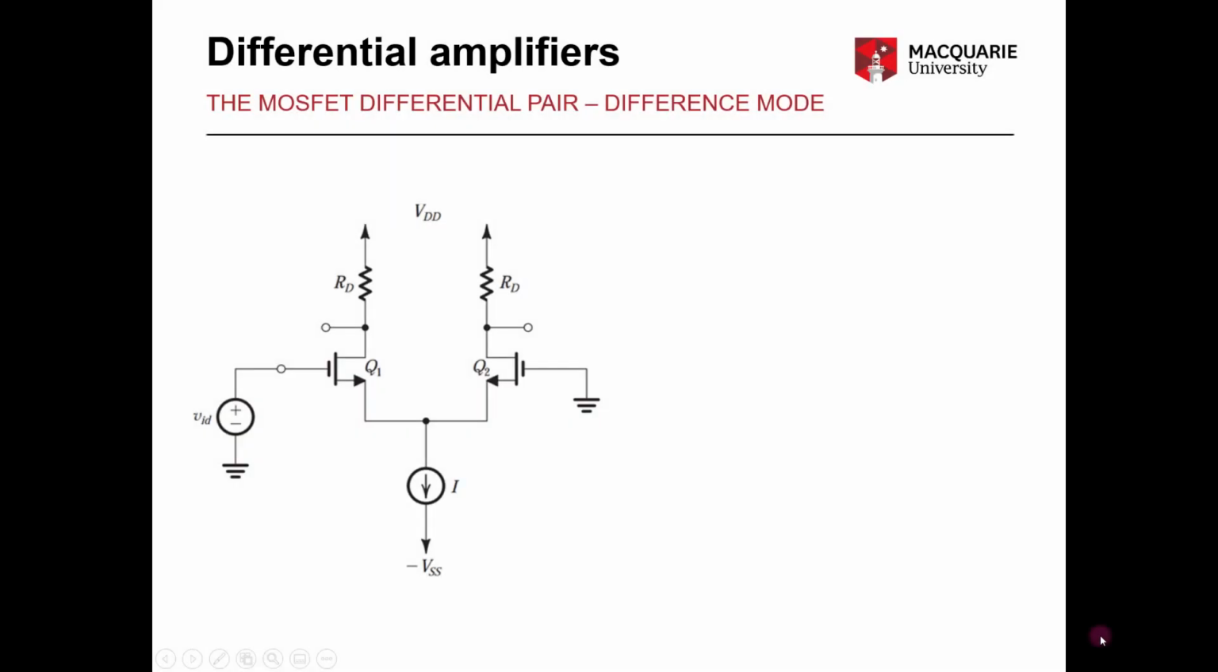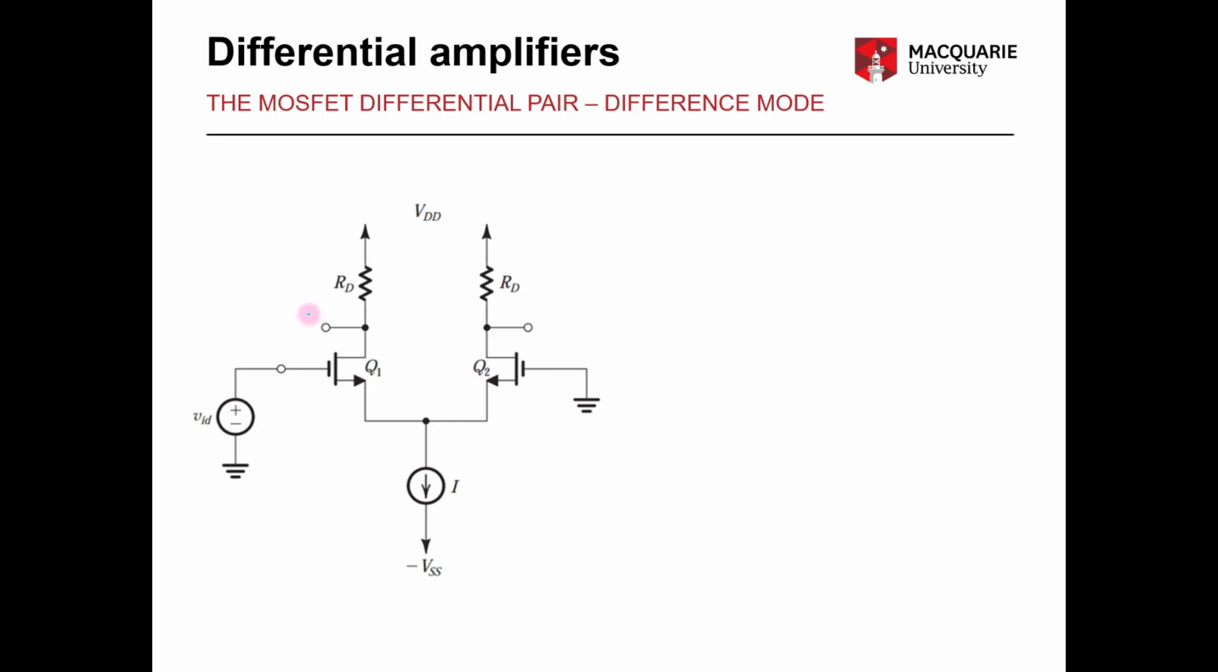In this video, we're going to look at how the MOSFET differential pair responds to difference mode input, that is, a differential input signal. To do that, we'll start with the simplest case, where we have one of our transistors Q2 with its gate terminal connected directly to ground, whilst the other transistor Q1 has its gate terminal connected to a voltage source VID. This provides our differential input as the difference between VID and ground. So we're interested in how this circuit responds to that input.